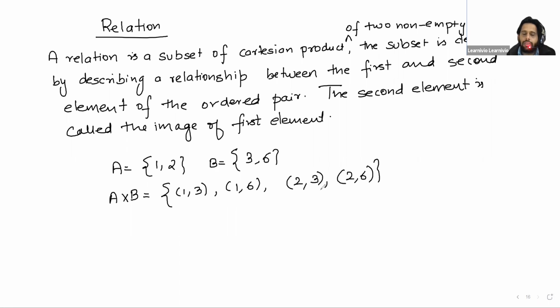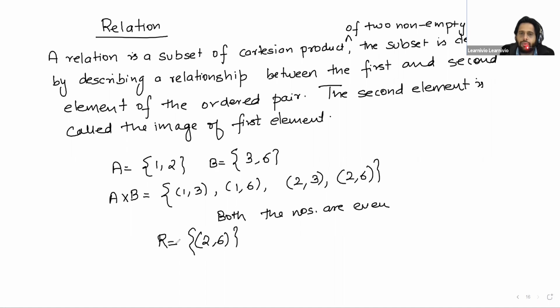Okay, and how can you form a subset? So a subset is formed by describing a relationship between the first element and the second element. So here we will give a condition that both the numbers are even. So which elements will we select? We will select only (2, 6). So for this case, our relation is only (2, 6). Okay, so what is a relation? Relation is a subset of the Cartesian product. How can you form that subset? Depending on the condition. You always have some condition according to which you need to form the relation.